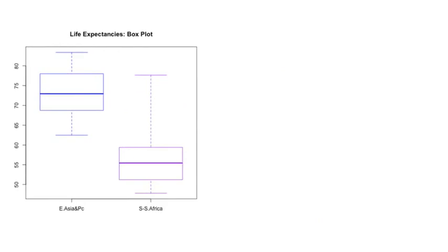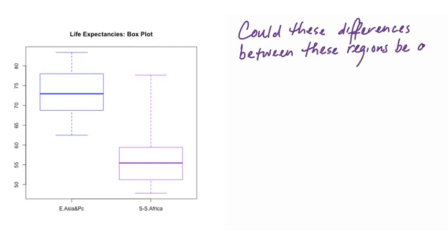Several lectures ago, we looked at these box plots, which summarize life expectancies in two regions of the world. The box plots show that life expectancies in almost all countries in East Asia and the Pacific region are higher than life expectancies in almost every country in sub-Saharan Africa. Could this be by chance? Could it happen just because of the natural variability that there is in the measurements of life expectancy from country to country?